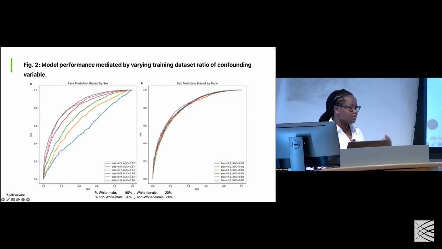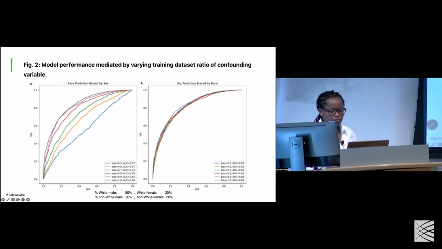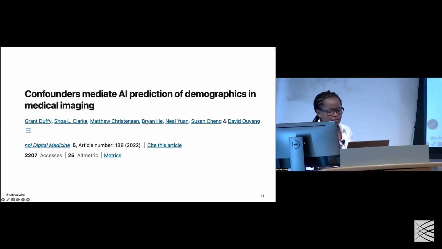I spent some time reading this and replicating it. We ran the same experiments and showed that it doesn't matter what your original distribution is, you still have the same performance, except at bias one. But you can imagine that if you have bias one, then you completely just have white males and white females, so you don't have the other groups there. This paper concludes that race prediction comes from shortcutting through known confounders.